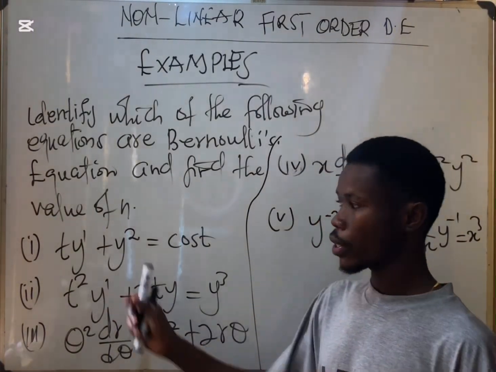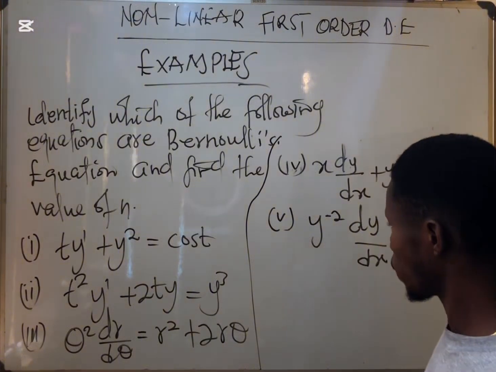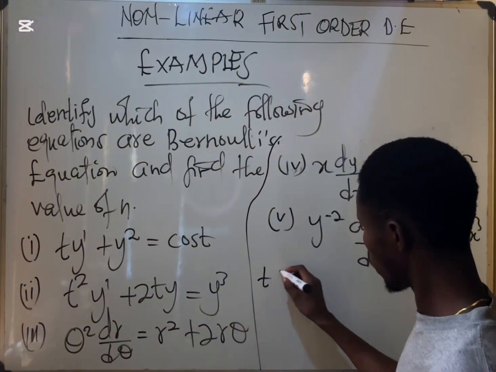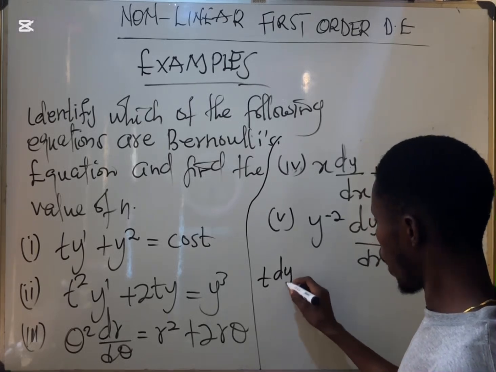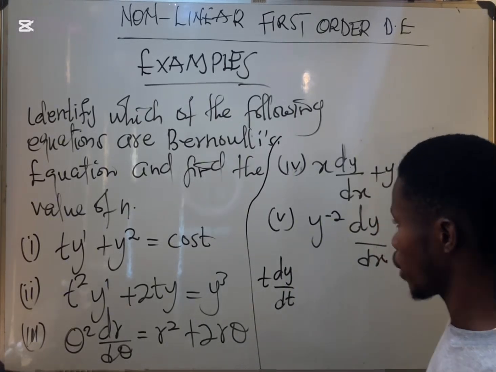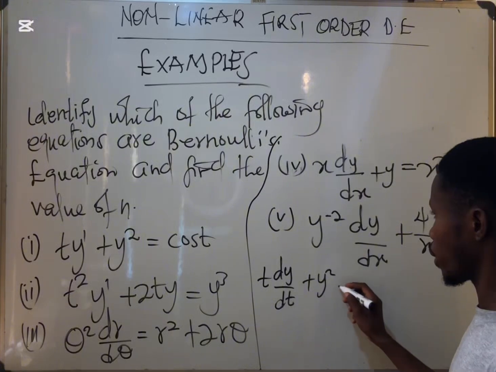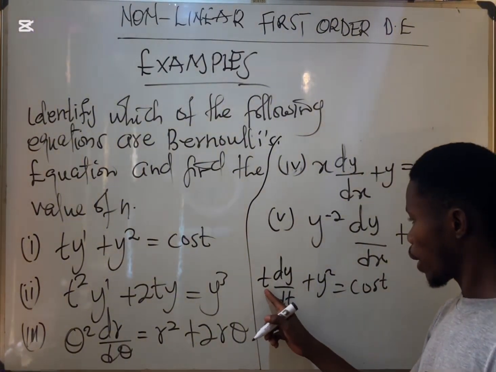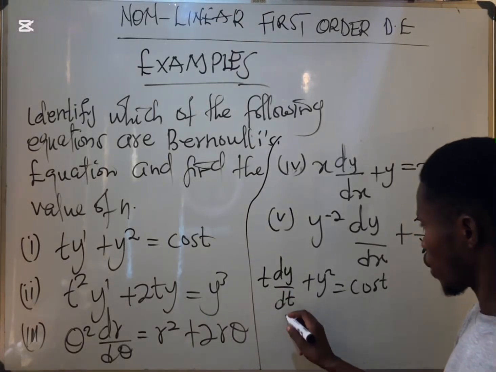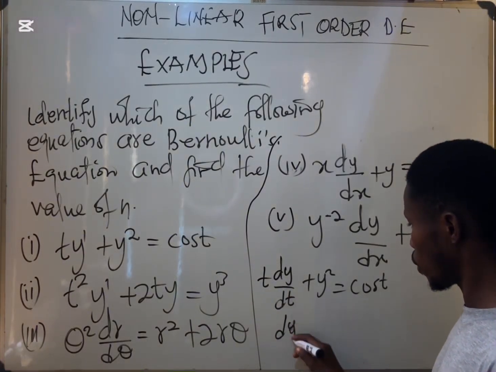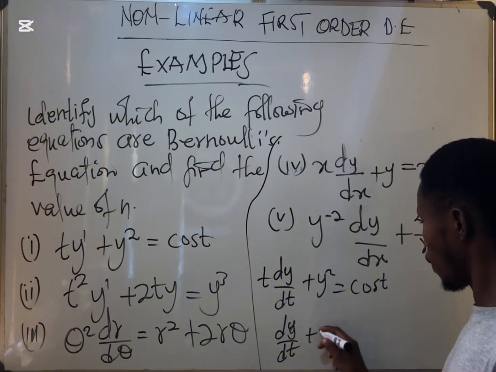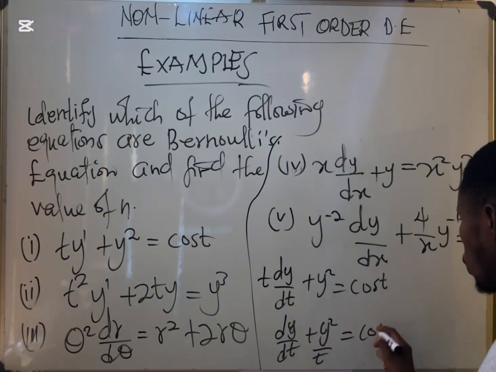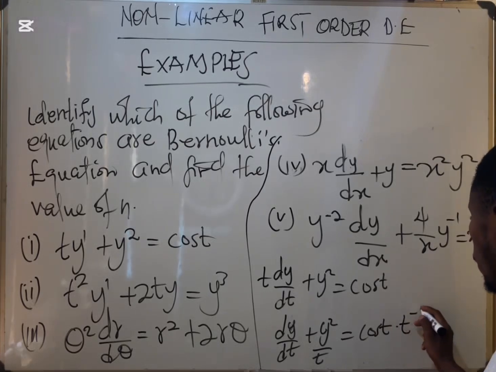So we look at the first one. Remember that this one, I can write as t dy/dt plus y squared equals cos t. Even if I divide through by t, it becomes dy/dt plus y squared over t equals cos t multiplied by t to the power -1.